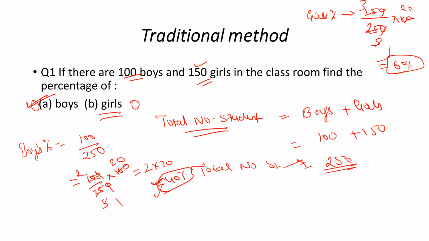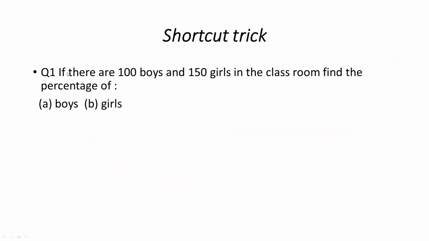But this was your traditional method. You should not use this method to solve in your exam. So what should be your ideal approach? You will first calculate the total number of students, that is 100 plus 150, so 250 is your total number of students.